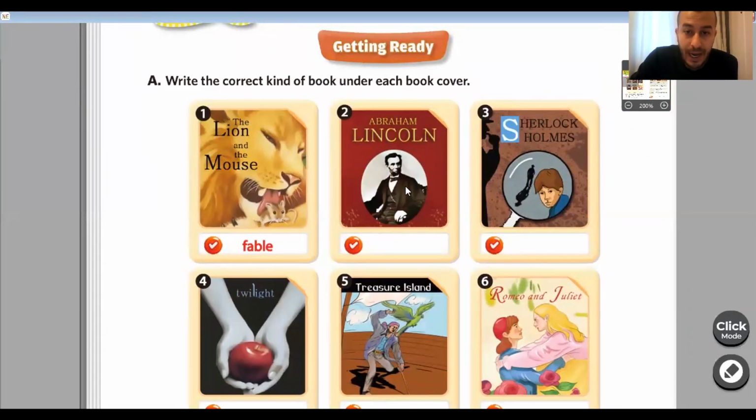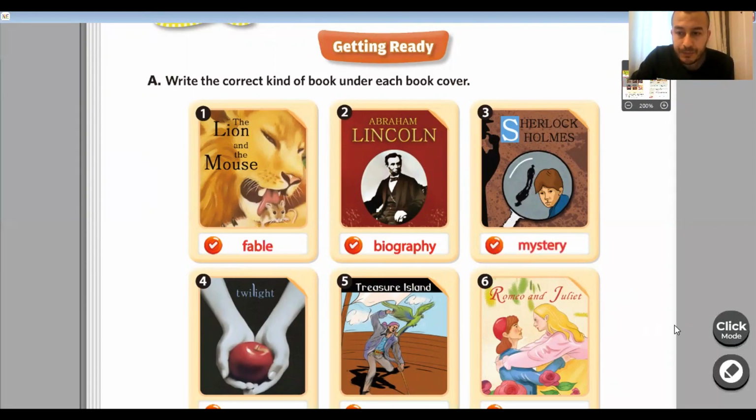The second book cover has a picture of a man whose name is Abraham Lincoln. For those who don't know Abraham Lincoln, he is the first US president in American history. So it tells his life story. So it must be a biography. The next book cover has a detective, and its title is Sherlock Holmes, and you can see a magnifier and a boy who is a bit worried about something. So it is a mystery.